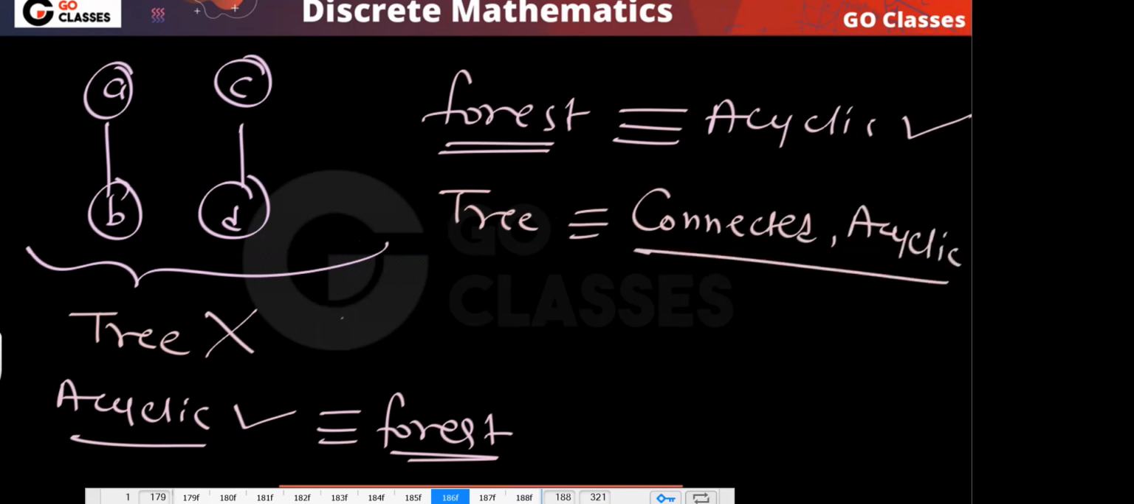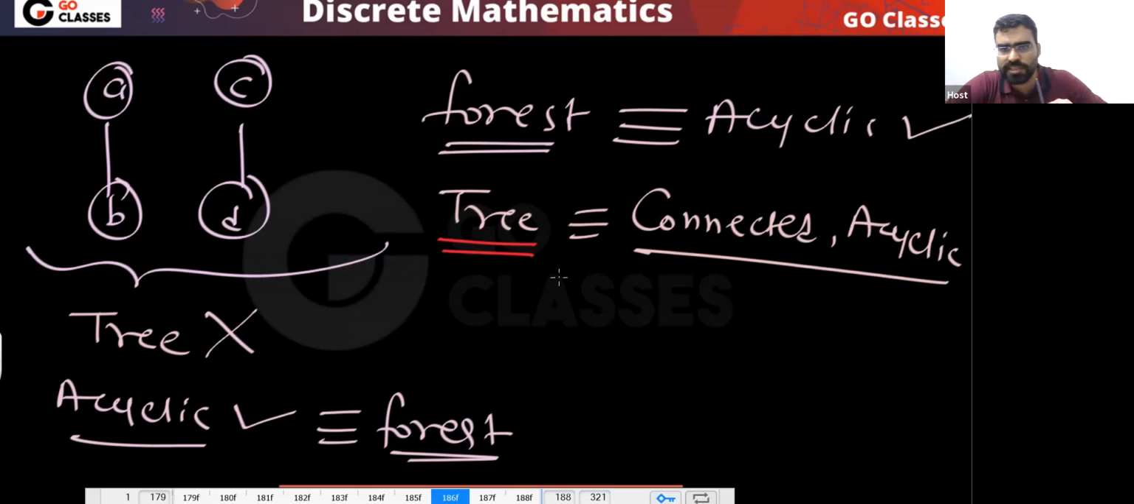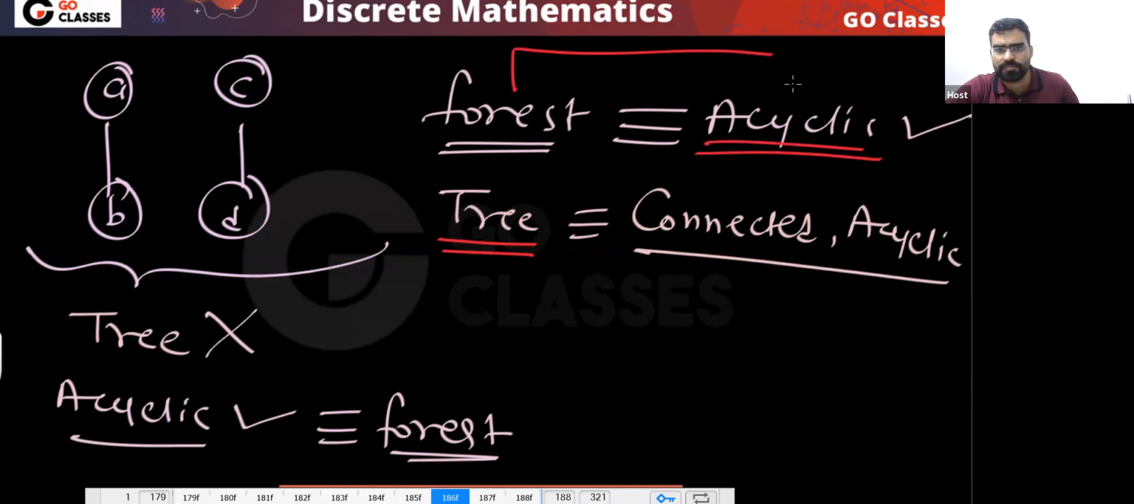Means for every tree, it has to be a forest, but every forest cannot always be a tree. Yes, every tree is a forest, but a forest need not be a tree. Every connected forest is a tree. A forest which is connected is a tree. Forest means acyclic. These two words are the same. Exactly. Got it, sir.